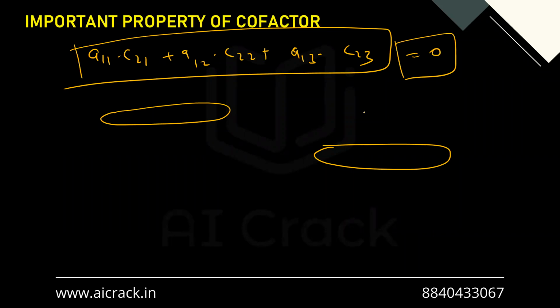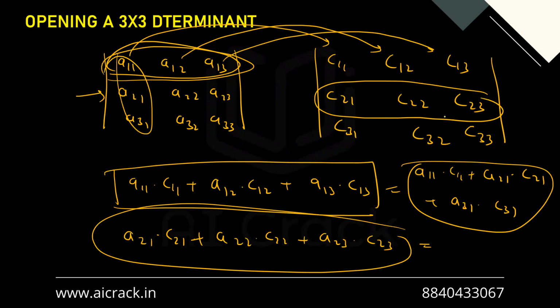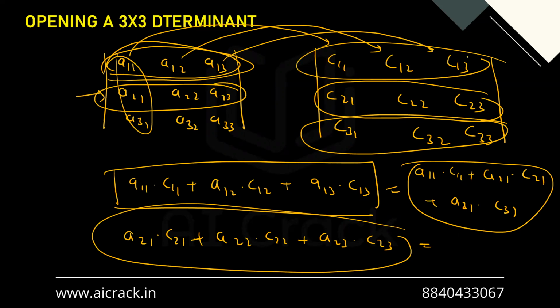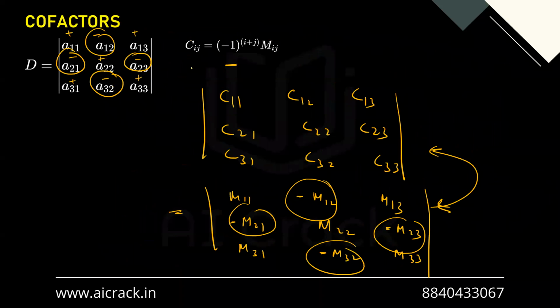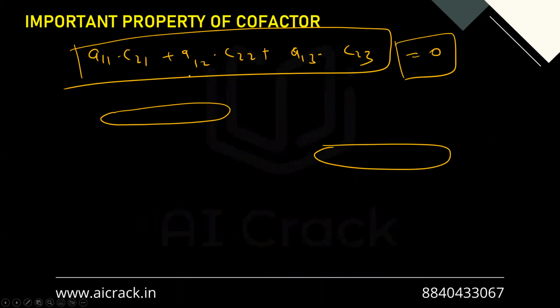So if I multiply this row with this row, item by item, and do the summation, then I'll get 0. If I multiply this with this, I'll also get 0. If I multiply this with this, also 0. We'll get the determinant only when we multiply with the corresponding row or corresponding column. In every other case, we'll get 0 as the answer. This is a very important property of cofactors.